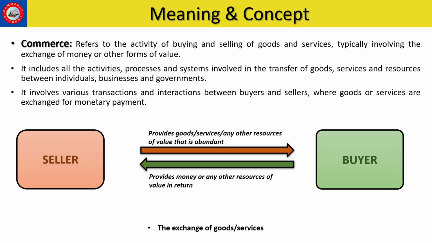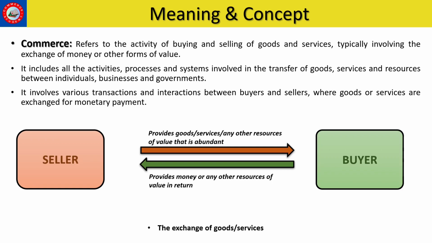It includes all the activities, processes, and systems so that goods and services are transferred between individuals, businesses, or government. And it involves transactions and interactions between buyers and sellers. Transaction is simply an exchange of goods and services for cash, for money. Okay? Let's look at this illustration. As you can see here, the seller provides goods to buyer and buyer provides money in return. So there is interaction going on, which is commerce.